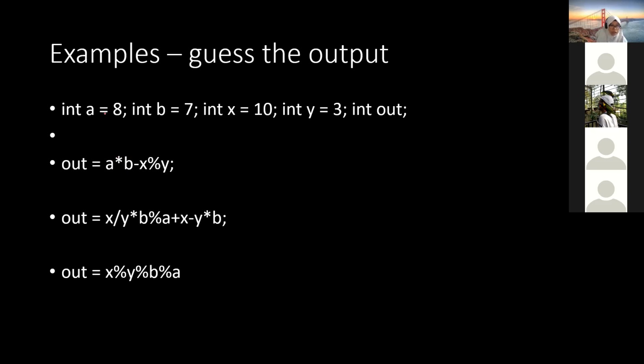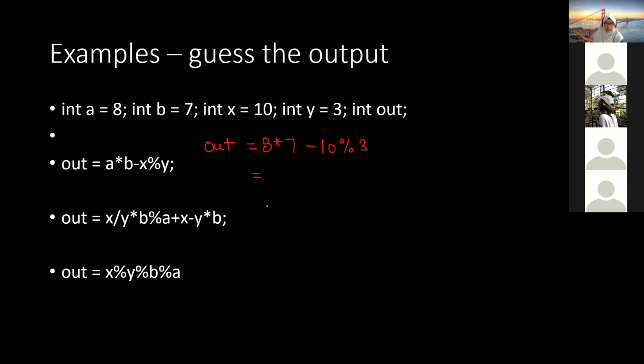Okay, now let's see, A equals 8, B, X, and Y. Let me write this one. Everything in this is integer. A times B is 8 times 7, minus X. X is 10 modulus 3. Okay, what's the answer? 55. Yes, 55, because 8 times 7.